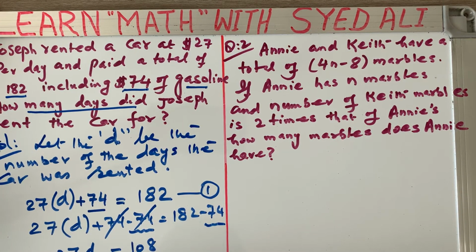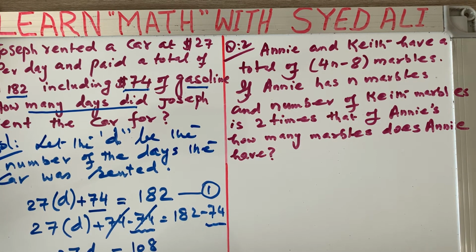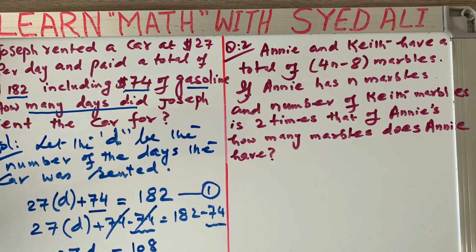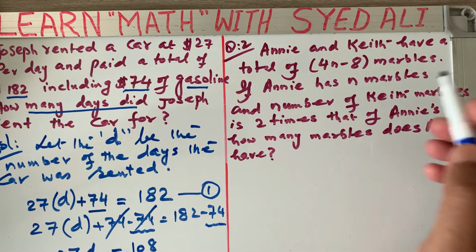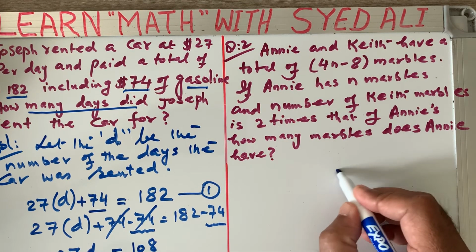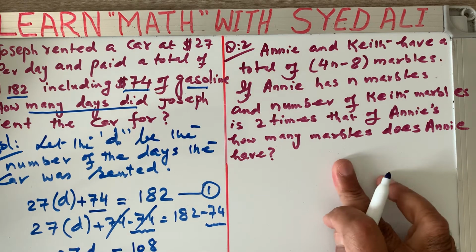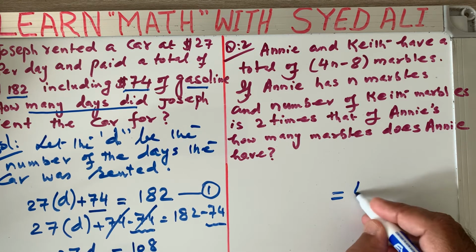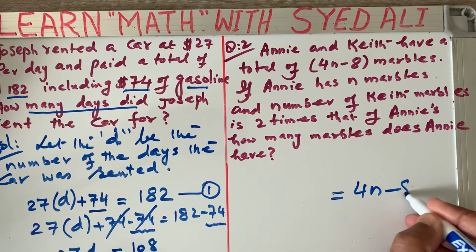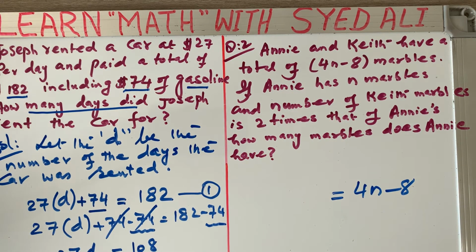Read with me and see how to make the equation from the statement or from the word problem. Annie and Keith have a total of 4n minus 8 marbles. They have a total. I can write it a bit lower because we have to maybe assume something. 4n minus 8 is the total, right?